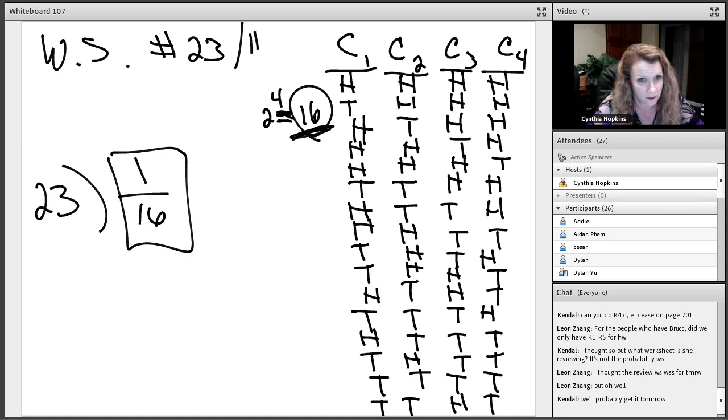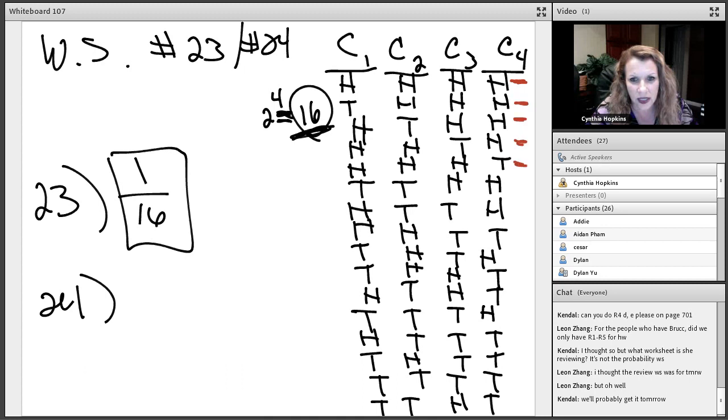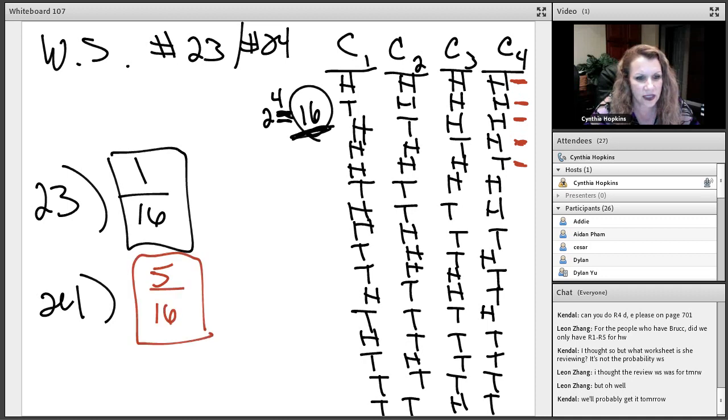Okay, and then number 24, they said at least 3 coins are heads. So that means 3 or 4 are heads. So let me change the color. Let's see, 3 or 4. I'm going to put a little red mark here. There's 4 heads. Here's 3, 3, 3, 3, and that's it. So 2, 4, 5 out of the 16. And so 5 over 16 is my answer for 24. Okay, there you go.